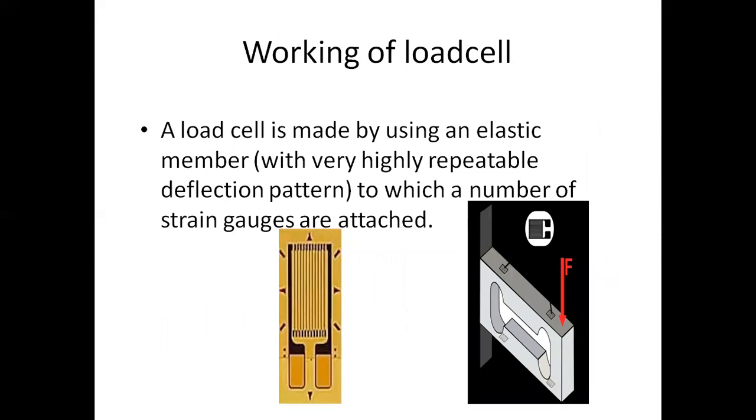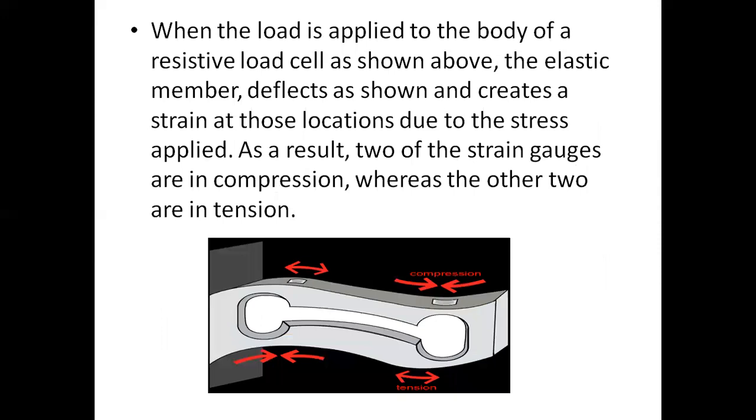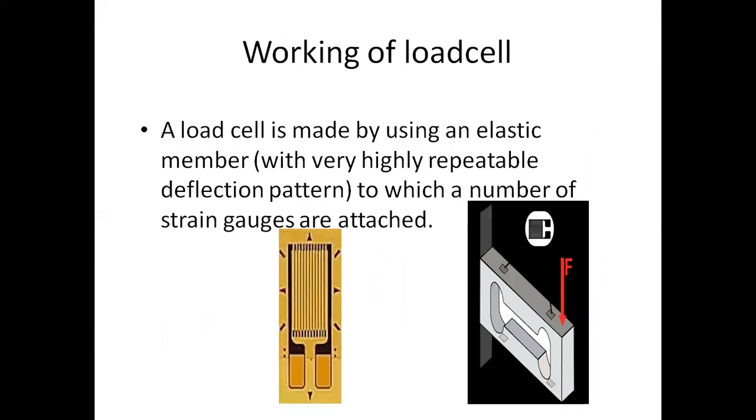A load cell is made by using an elastic member with a very high repeatable deflection pattern, over which a number of strain gauges are attached. So when the load is applied, we will have a total of four strain gauges which are bonded to the upper and lower surfaces of the load cell.